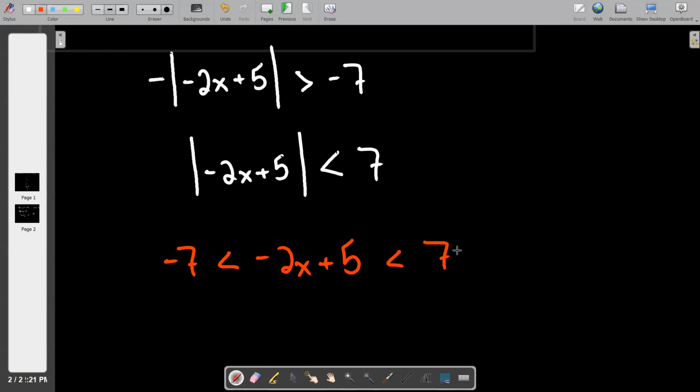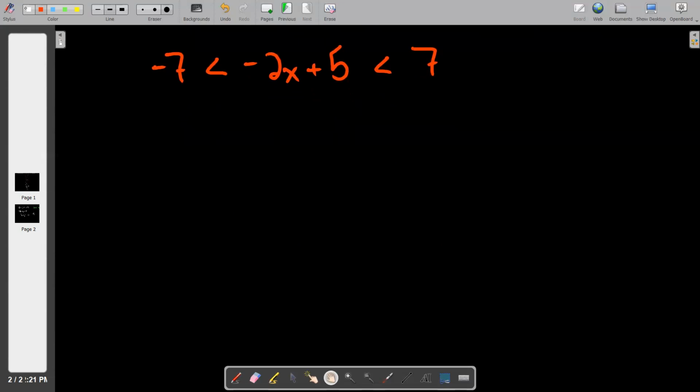Absolutely beautiful, Anna. Thank you so much. That was perfect. That's how you write a dang squisher right there. Negative is less than cream filling is less than positive every time, just like that. Now we got to do a little basic algebra. What do we do to solve this bad boy? Let's subtract 5 from all three sides. So we wind up with -12 is less than -2x is less than 2.